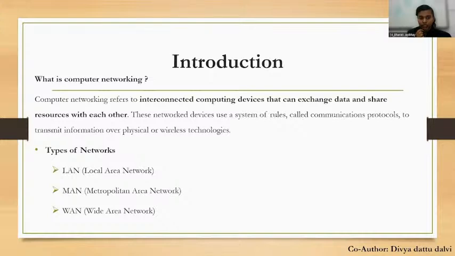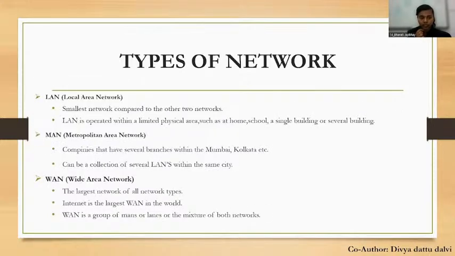Computer networking is divided into three basic types of networks: local area network, metropolitan area network, and wide area network. A local area network is the smallest network compared to the other two. The metropolitan area network can be a collection of several LANs within the same city. WAN, wide area network, is the largest network of all network types. The Internet is the largest WAN in the world.